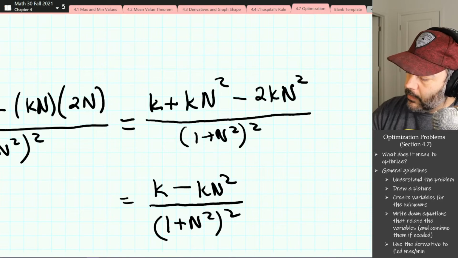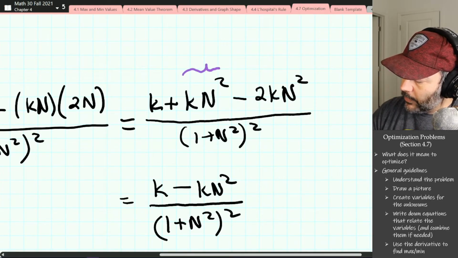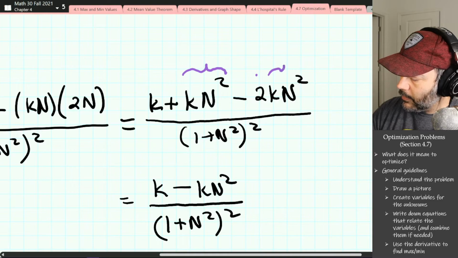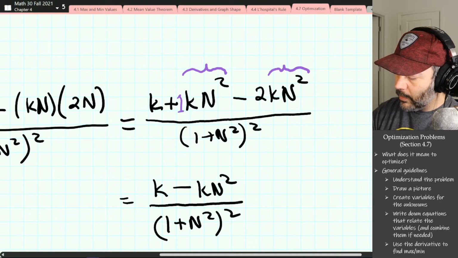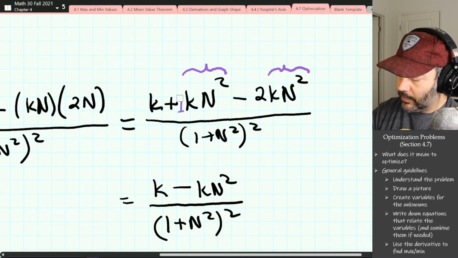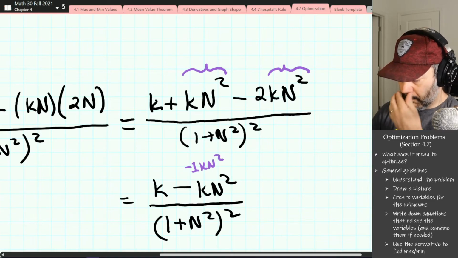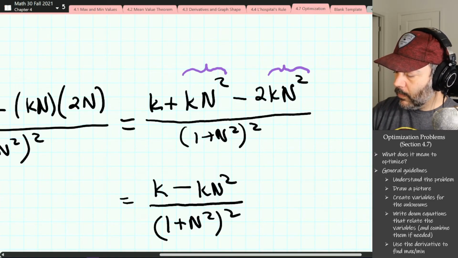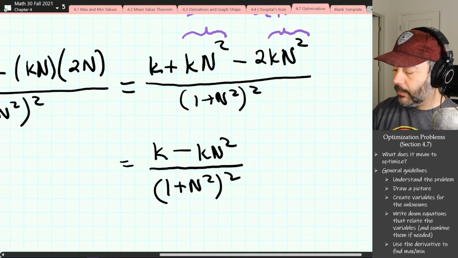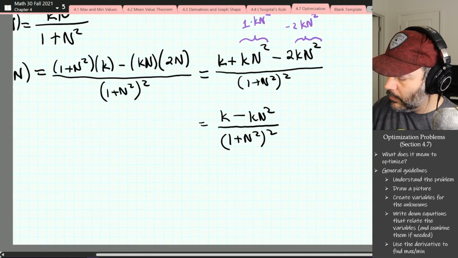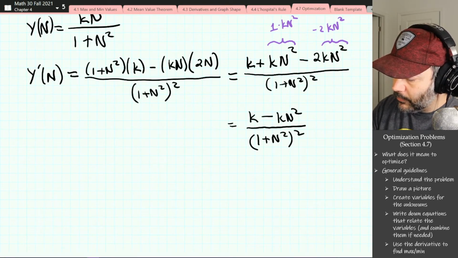I know this kind of trips up students sometimes, but do you notice that all the letters here are the same as the letters here? The variables and constants are the same. So I have 1 Kn squared and I have 2 Kn squareds. 1 minus 2 is -1, so I'm left with -1 Kn squared. When you combine them, you're only left with -1 Kn squared. Okay, cool. All right, so let's find our critical values.